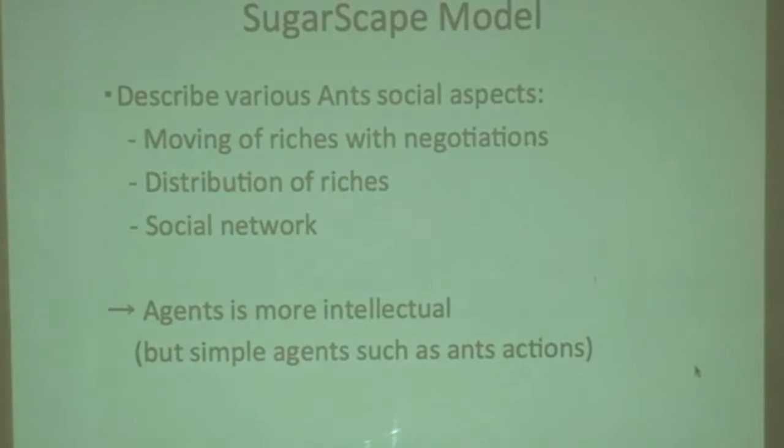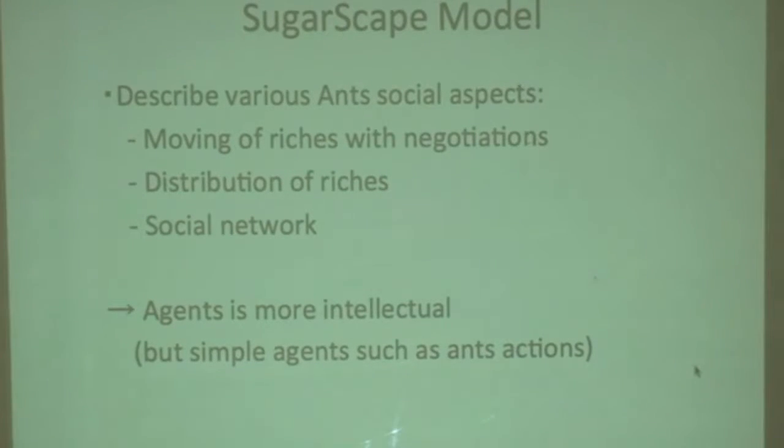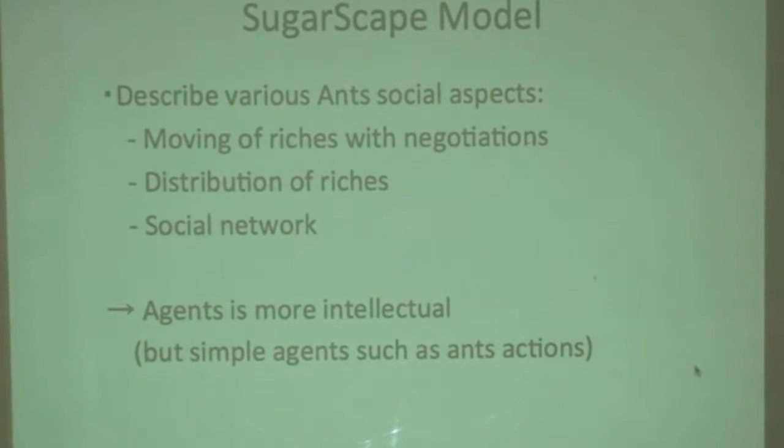So the Sugarscape model describes various social aspects of ants, and one is moving riches with negotiation. And in this sugar-only model there is no negotiation. This is an additional factor of spice, to living, eating ants like sugar. Here is a rich sugar area, and this area is a rich spice area.